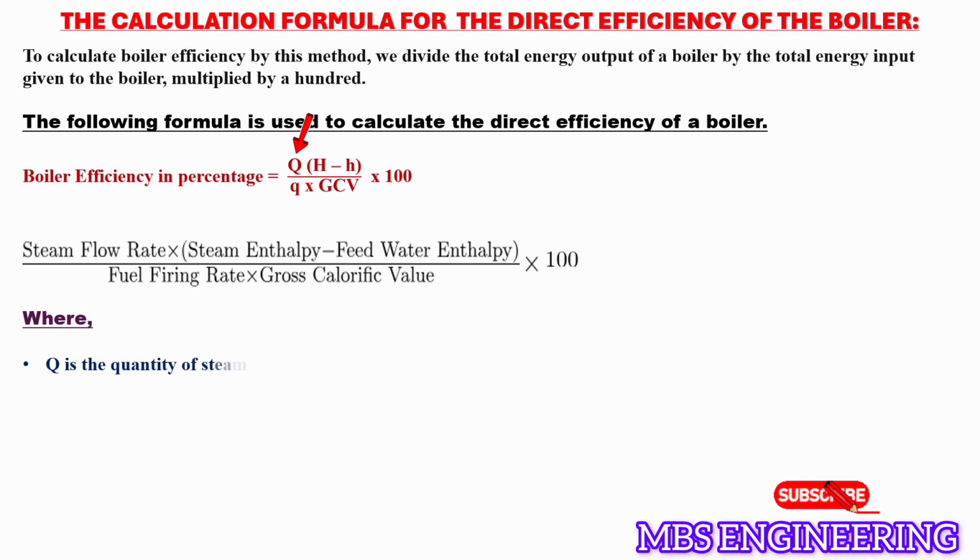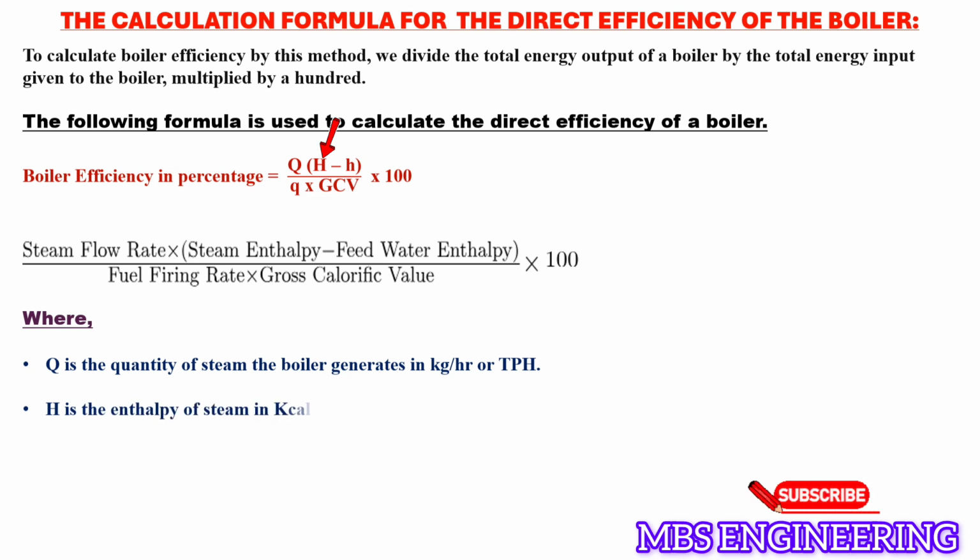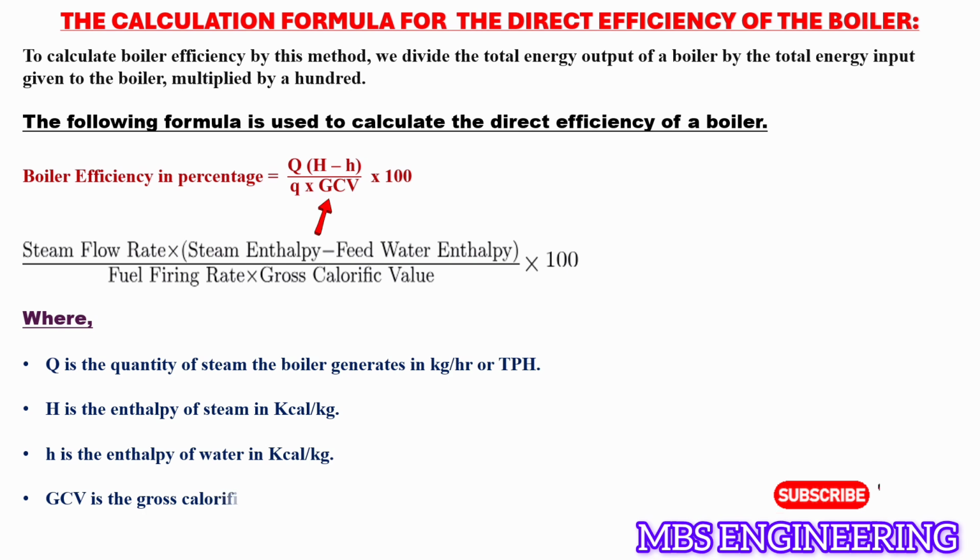quantity of steam the boiler generates in kilogram per hour, or tonnage per hour. Next, capital H is the enthalpy of steam in kilocalorie per kilogram. Next, small h is the enthalpy of water in kilocalorie per kilogram. Next, GCV is the gross calorific value of the fuel in kilocalorie per kilogram. Next, Q is the quantity of fuel in kilogram per hour, or tonnage per hour.